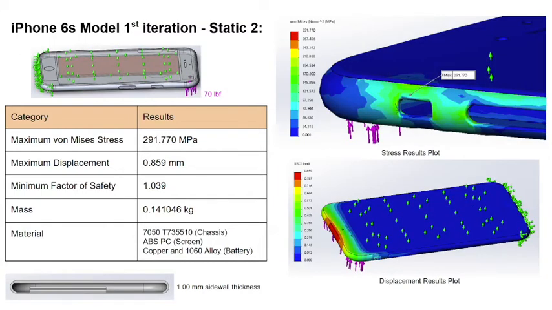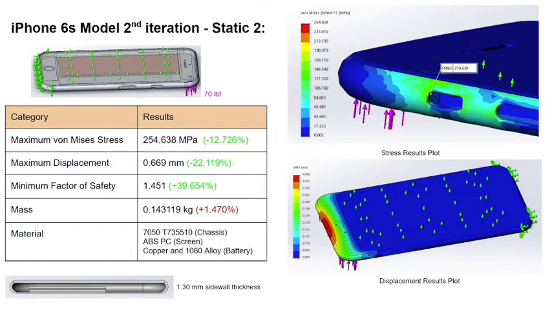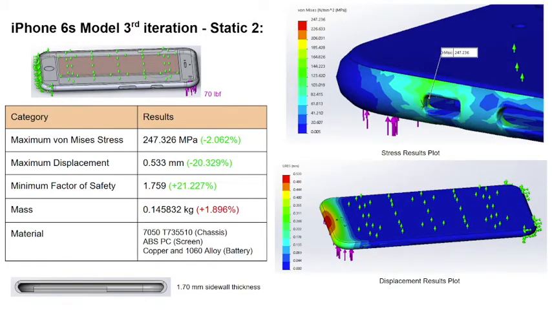The second static analysis is to model a person storing the iPhone in the back pocket and sitting on it. The stress and the displacement results improve in the progression of the iterations. In the third iteration, the maximum stress is decreased by only about 2%.